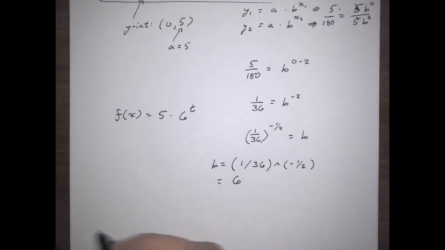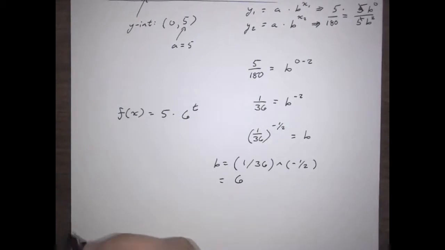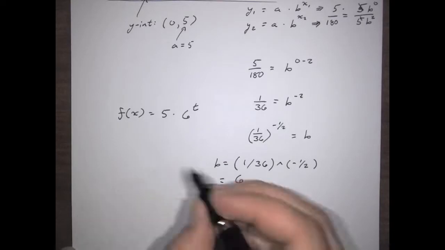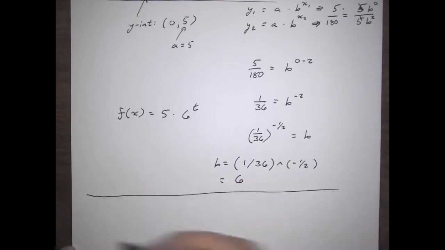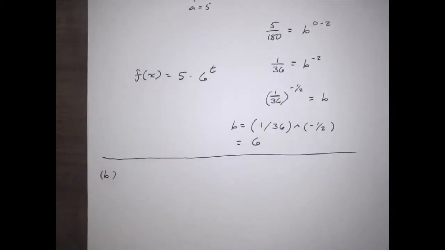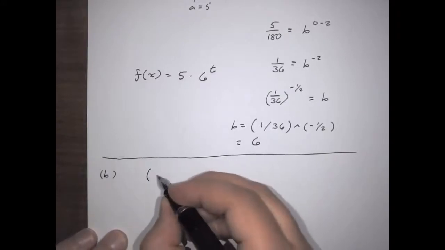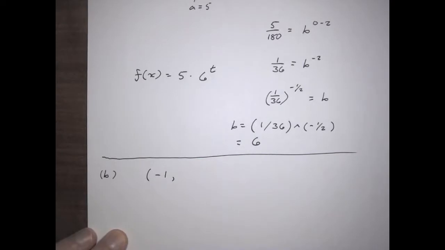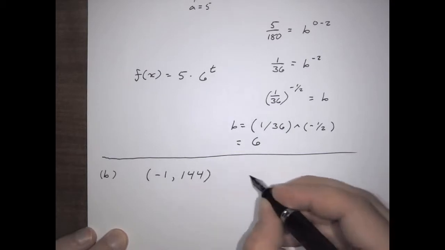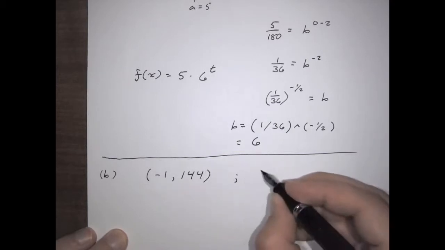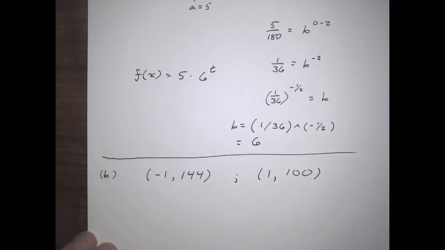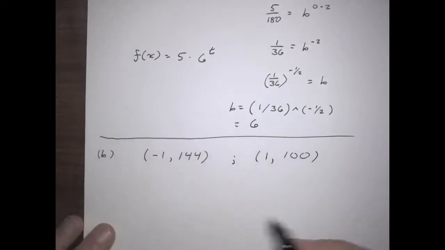Let's try another one where the a is not actually told to us. So now let's try one like this. So the points will be (-1, 144) and (+1, 100). So we are not currently told the a, so it's up to us.